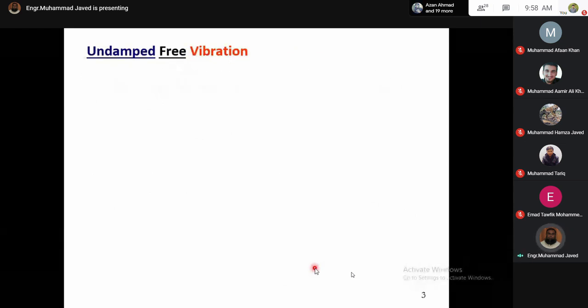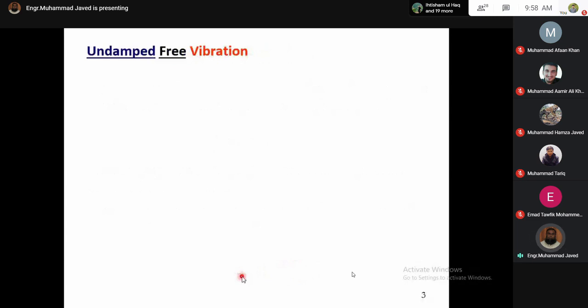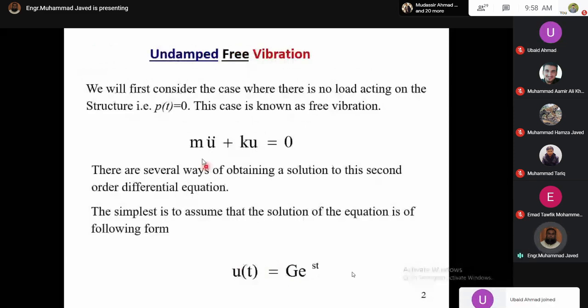Now if we substitute this value of u of t in this equation, and in order to find u double dot, you will have to differentiate it twice. तो अगर आप इसको 2 times differentiate कर लें, इससे क्या आएगा? u double dot of t is equal to g into s square into e raised to power st. तो अगर आप सब u of t, u dot of t, u double dot of t की वैल्यू इस इक्वेशन में सब्स्टिट्यूट कर दें, you will get this equation.